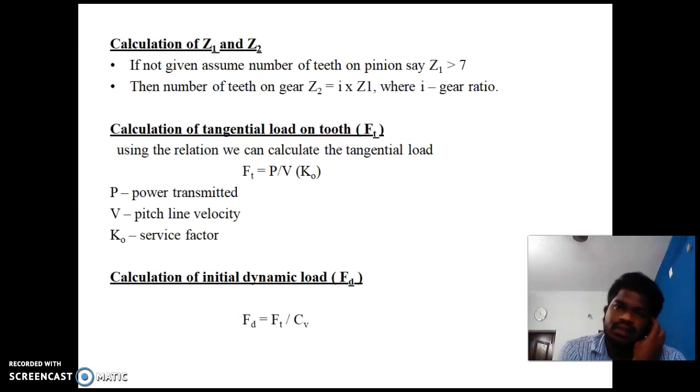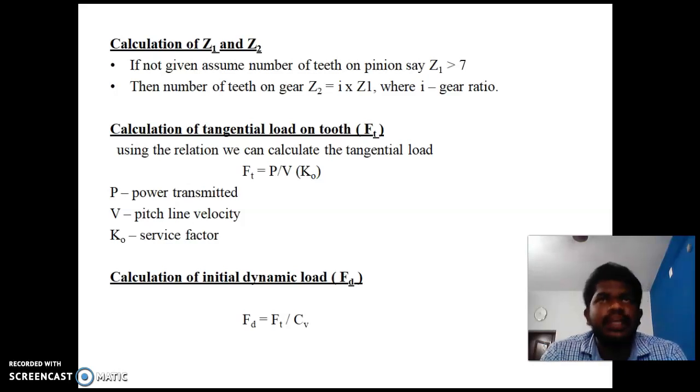The next step is calculation of Z1 and Z2. Z1 means the number of teeth in the pinion, and Z2 means the number of teeth in the gear. In many problems they mention the number of teeth in the pinion and in the gear. If not mentioned, we initially assume the number of teeth in the pinion. The assumed value must be greater than 7.